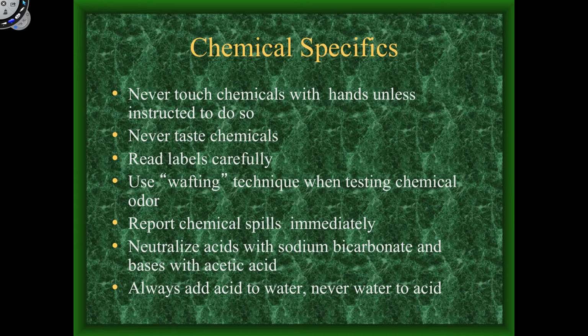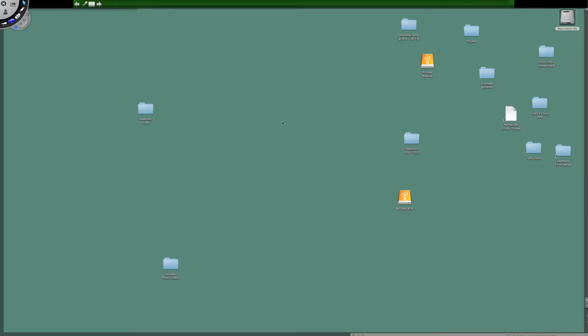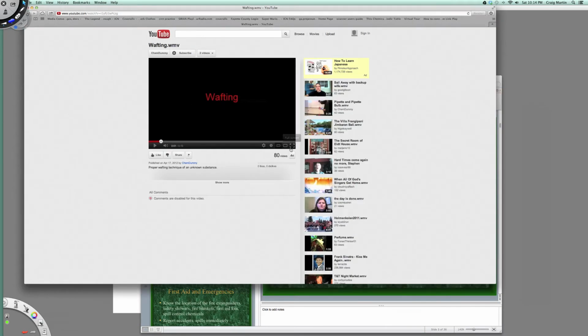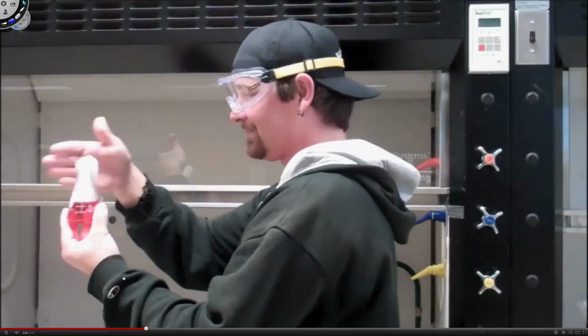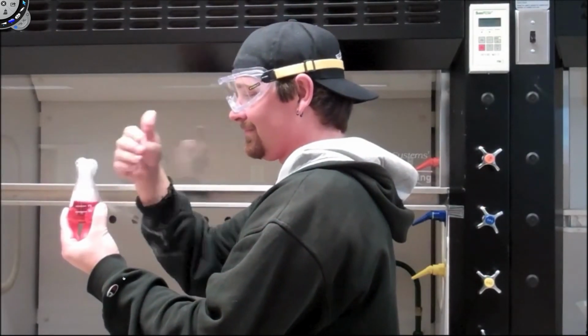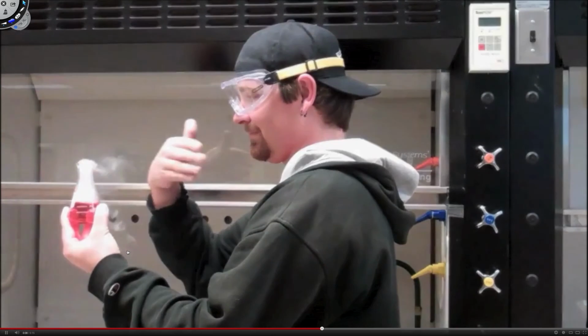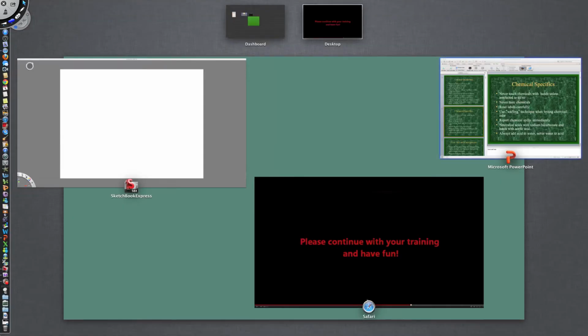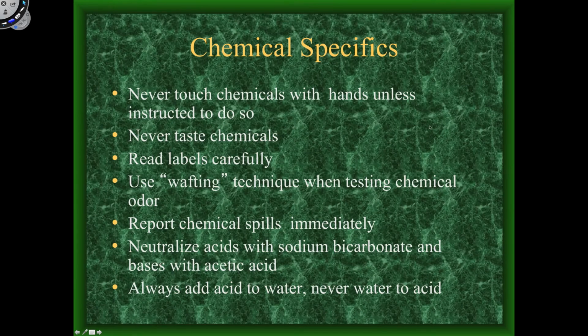Wafting technique. We have somebody that's going to show us how to do wafting. Here's an example of wafting properly. When you are asked to smell a chemical, you never bring it directly to your nose. You do as this gentleman's doing. So let's make sure we waft properly when we are using chemicals.